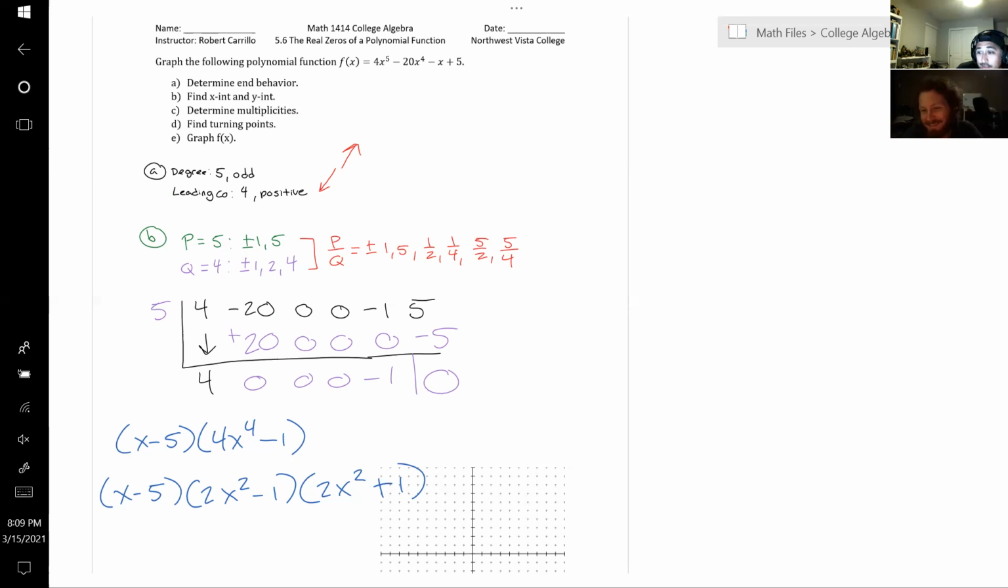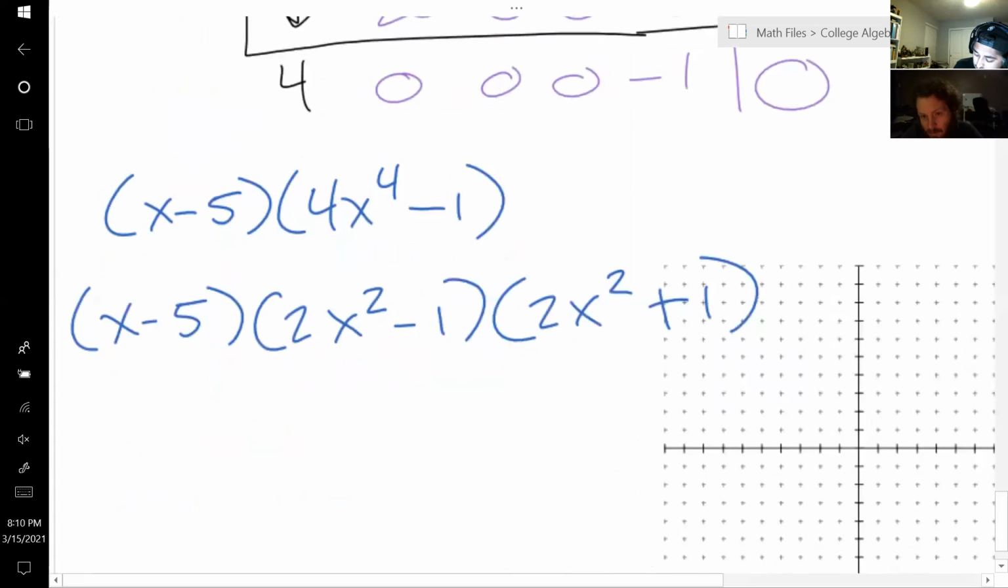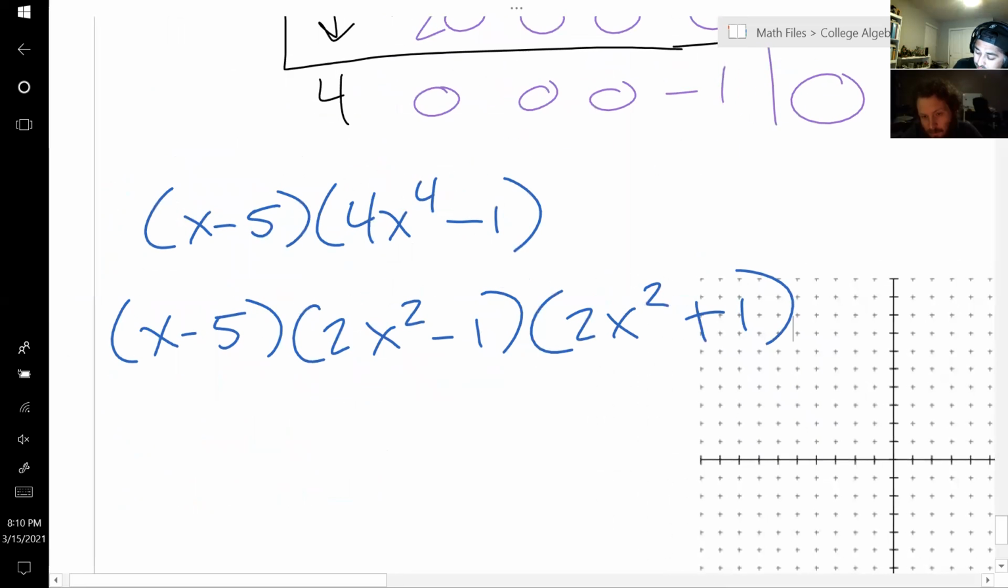Well, we can't factor anymore. So this is the factored form. But remember, we're still solving for x-intercepts. So now we have to set all 3 of these equal to 0 and solve for x. Ooh, this is ugly. So the first one's given. You get x equals 5.